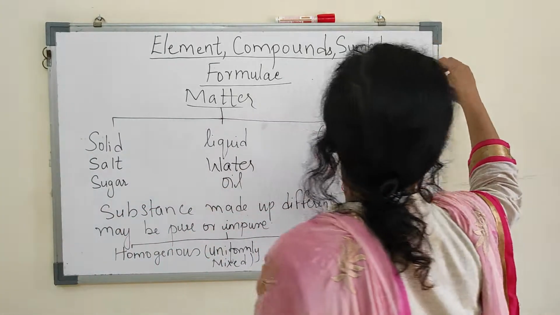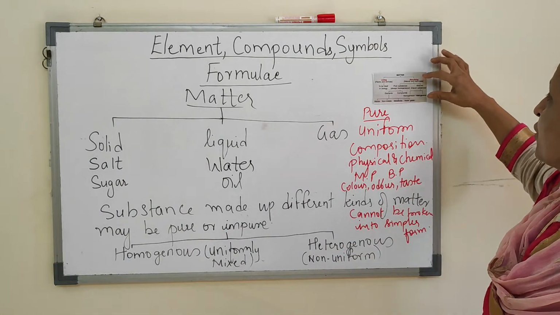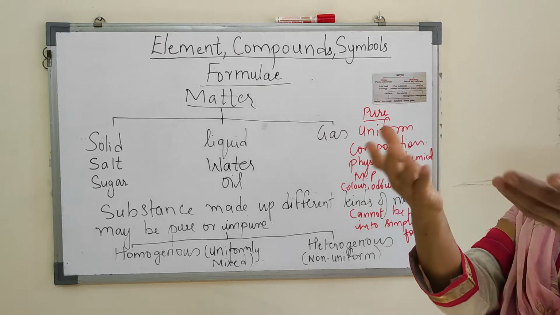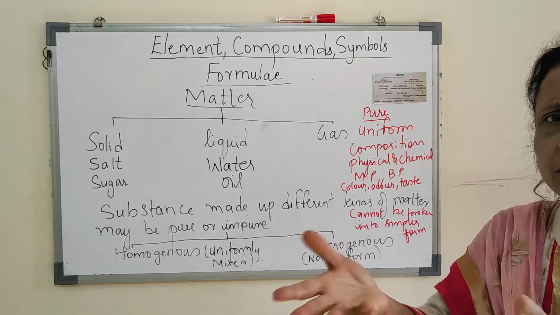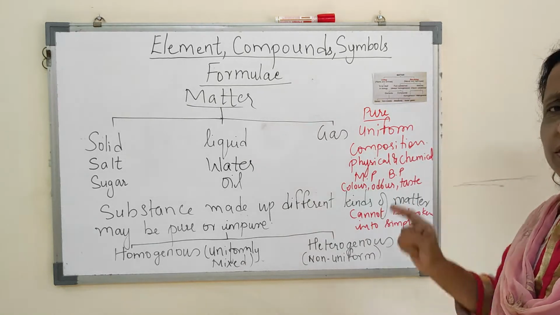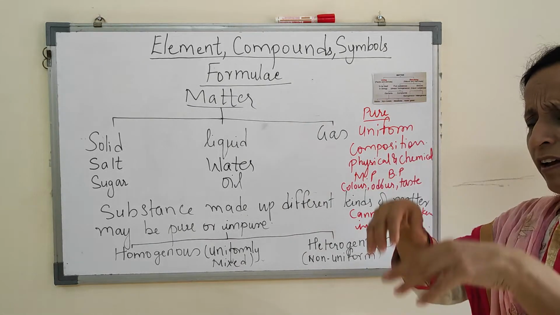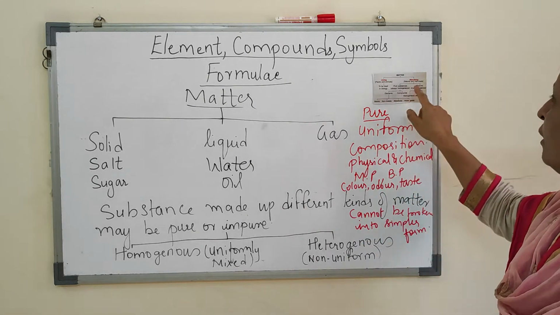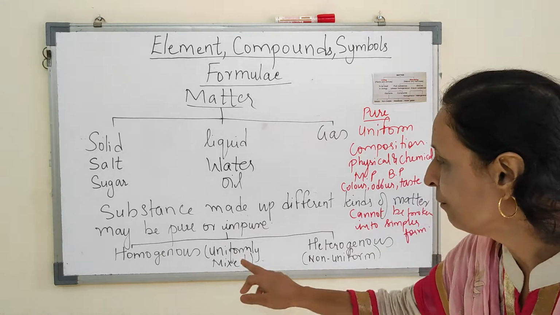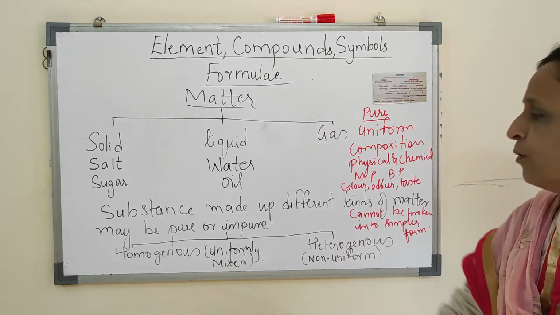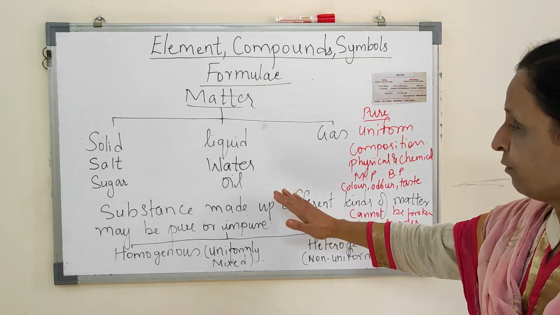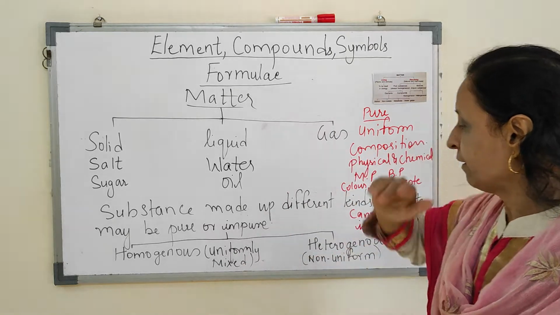And here mixture will be impure. Mixture cannot be one, no? So it is not pure. It will remain impure because it's a mixture. Mixture means 2, 3, 4, 5, many things coming together. So impure substance which will be homogeneous, uniform. Here also you can see homogeneous, uniformly mixed, heterogeneous, not uniform. You have to understand up till here.